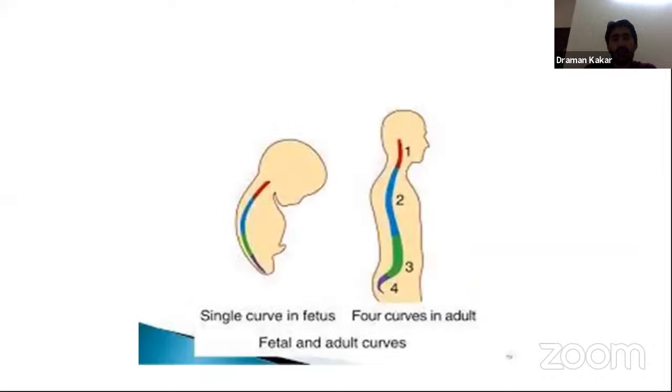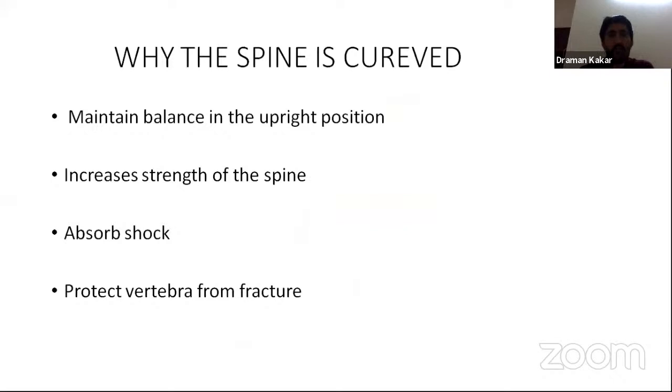In this diagram, we can see a fetus and an adult. We can appreciate a single curve in the fetus. The green, the blue, and the purple dots are the thoracic and the sacral curves, which are present at fetal life. The cervical and the lumbar curves develop later in life when the child starts sitting and starts to hold the neck. Why is the curve necessary for the spine? The curved spine helps to maintain balance in upright position and it increases the strength of the spine. It also helps in shock absorption, and it protects the vertebra from any injury and fracture.